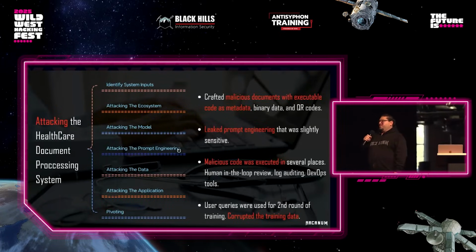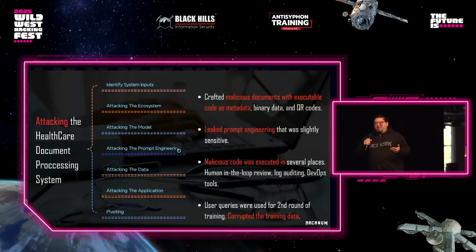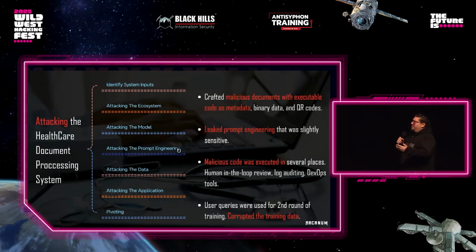We used JavaScript because we knew that somewhere along the line there was a human in this loop, and they were going to view logs and accept these documents through a web app. So if we could get JavaScript to render on their internal system, we could attack them as a user and an employee of the company. So we put JavaScript everywhere inside of these documents. We put JavaScript in the headers, in the metadata, in the binary data. We put it inside of images, over images.